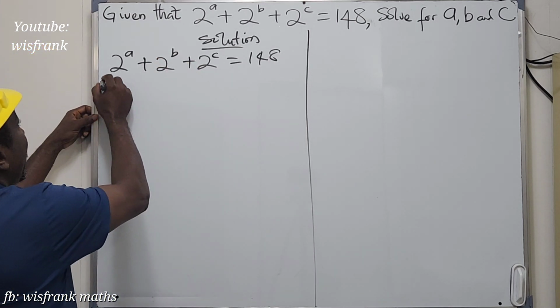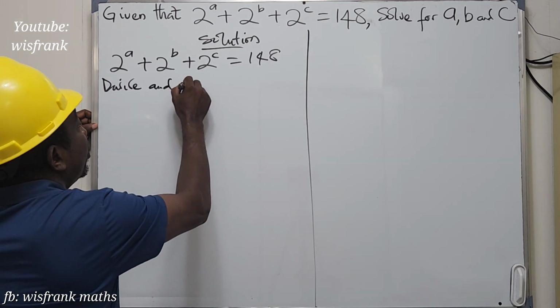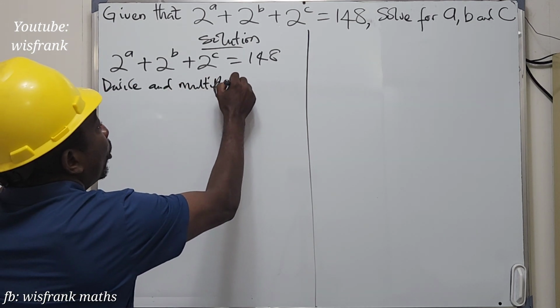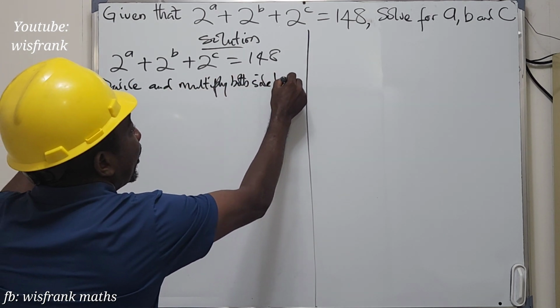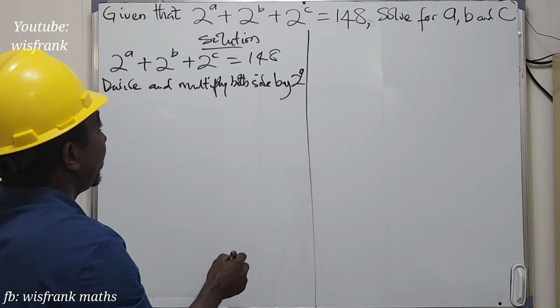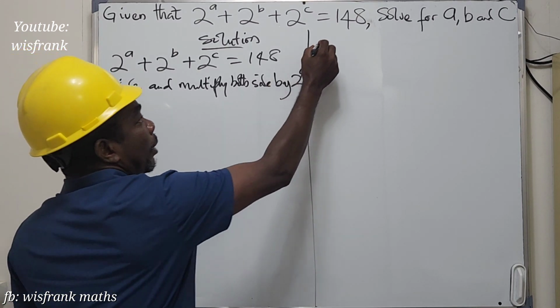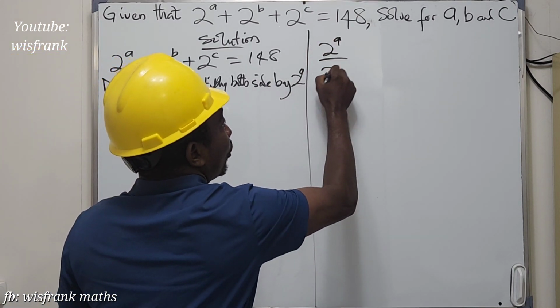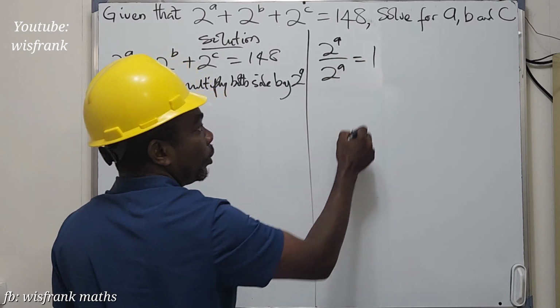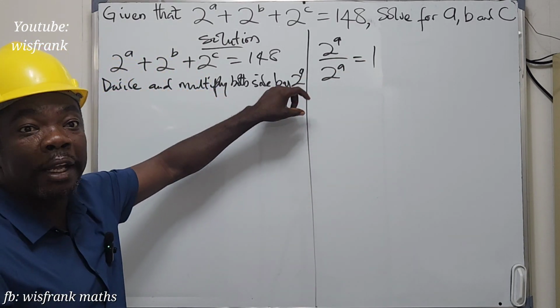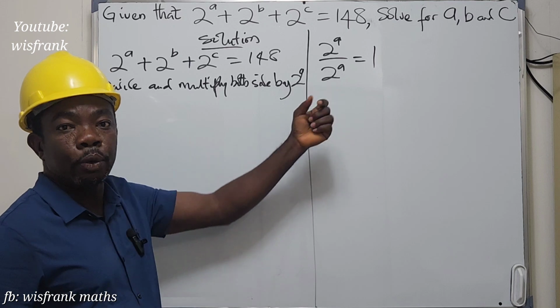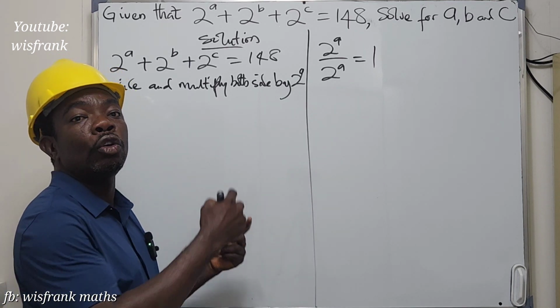So here we can say divide and multiply both sides by 2 to the power of A. In that case, 2 to the power of A all over 2 to the power of A is the same thing as 1. So that's why we say we should divide and multiply by this. We are just like multiplying 1 to both sides.